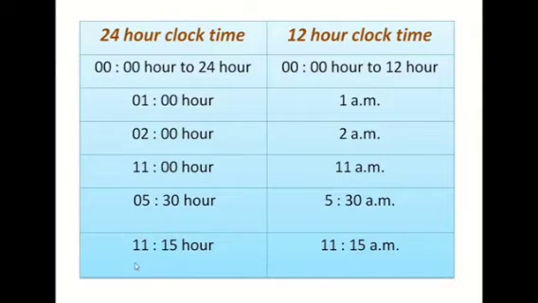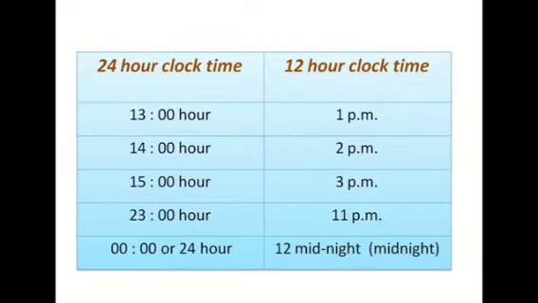When the hour part is more than 12, then instead of AM, we will write PM, and in the next table you can see how to write. Next it is 13.00 hour. As 13 is more than 12, we have to subtract 12 from 13. So 13 minus 12 gives you 1. So it will be 1 PM. Next 14.00 hour. So 14 minus 12 gives you 2 along with PM.